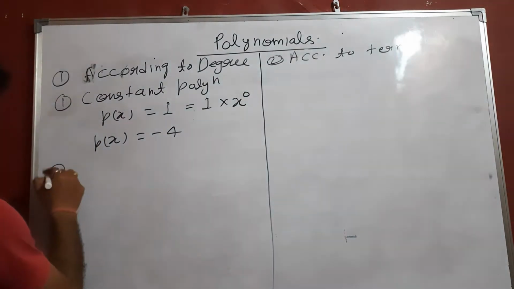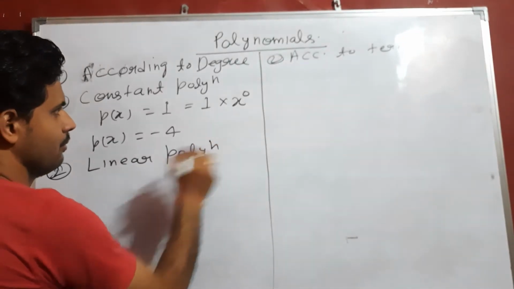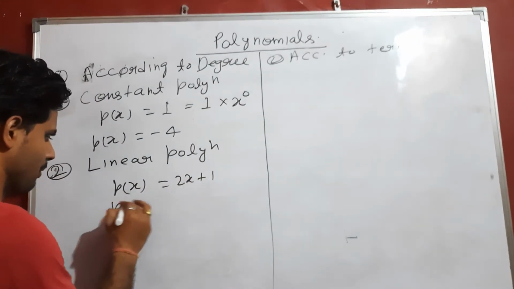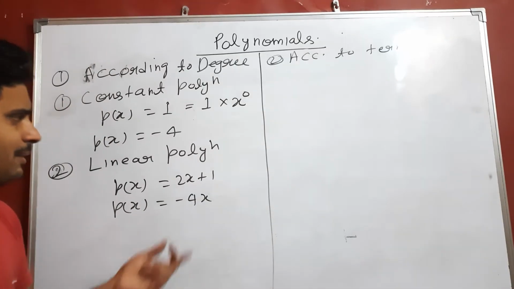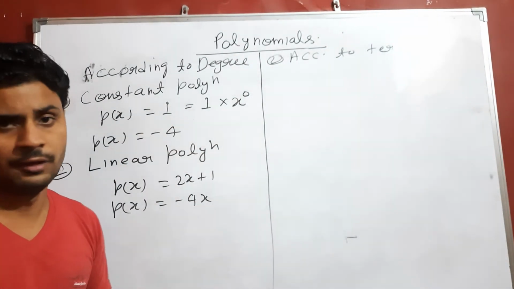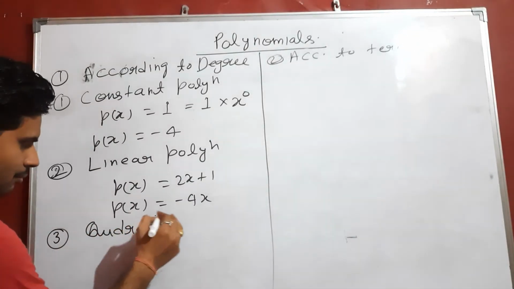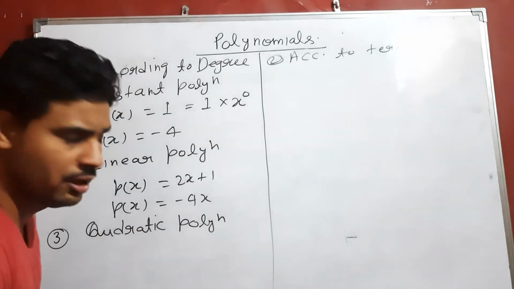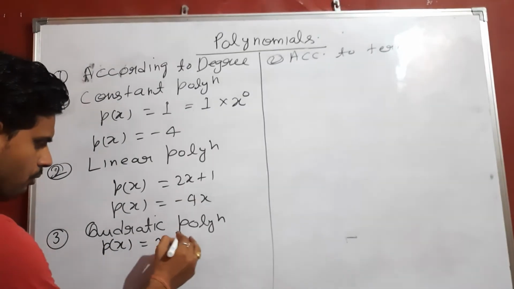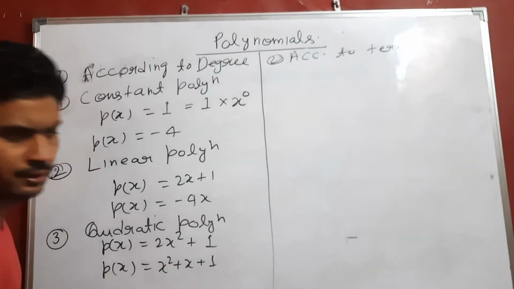In the same way, linear polynomial means p(x) equals 2x plus 1 or p(x) equals minus 4x. These are linear polynomials. Means the degree of a linear polynomial is always 1. In the same way, quadratic polynomial means the degree of a quadratic polynomial is 2. For example, p(x) equals 2x square plus 1 or p(x) equals x square plus x plus 1.